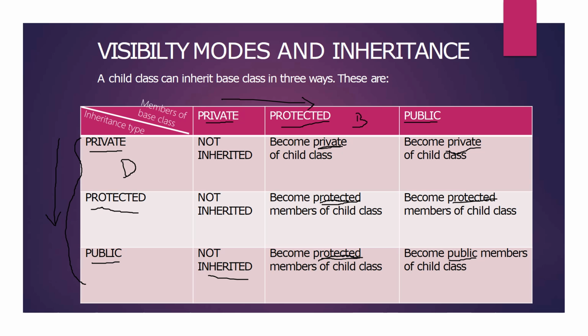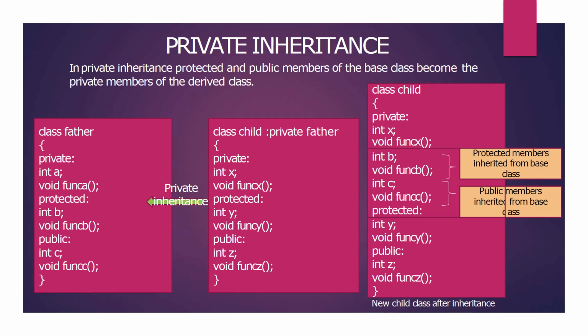For a clear understanding of the visibility mode, we are going to discuss in code how the private inheritance works. In a private inheritance, protected and public members of a base class become private members of a derived class. I already told you that the private members cannot be accessed from the base class to the derived class.